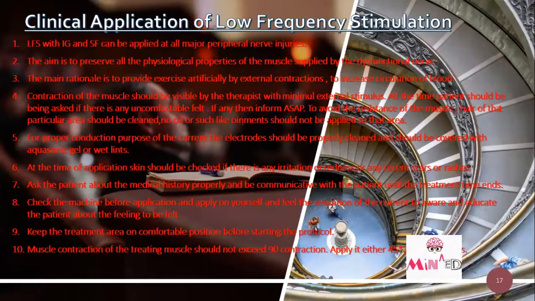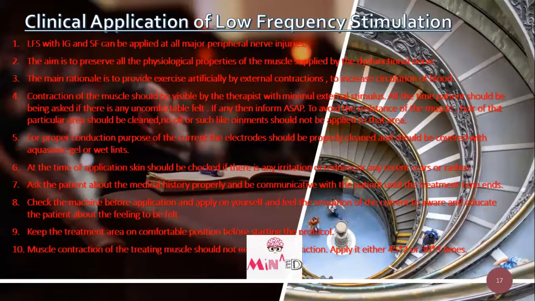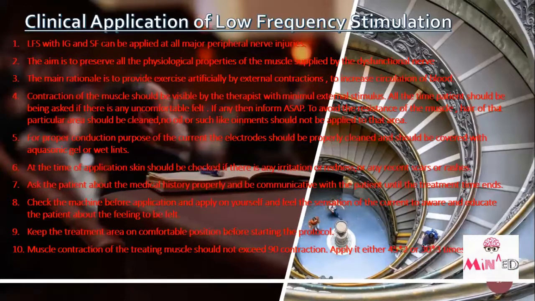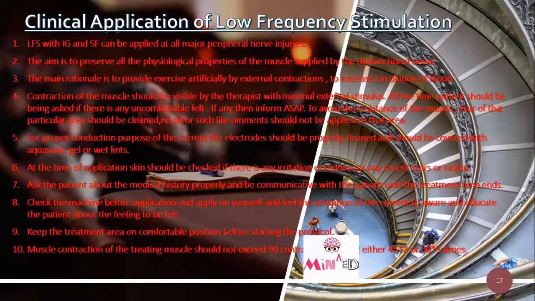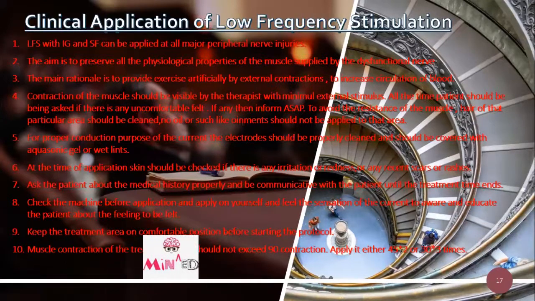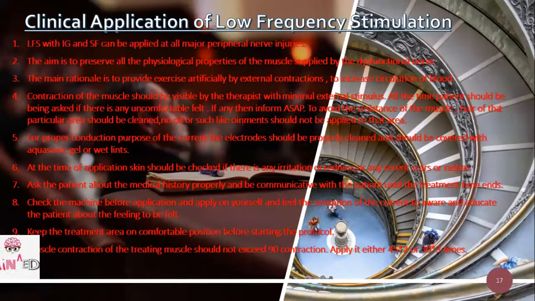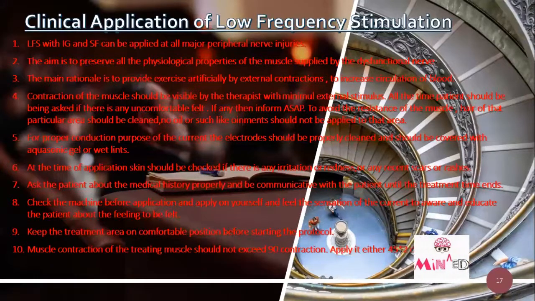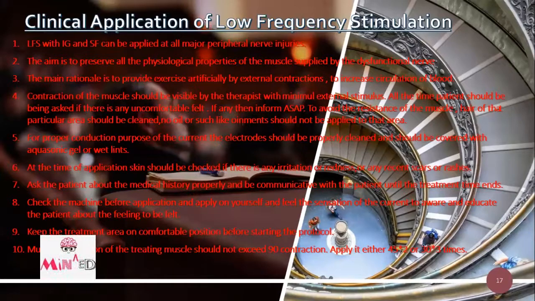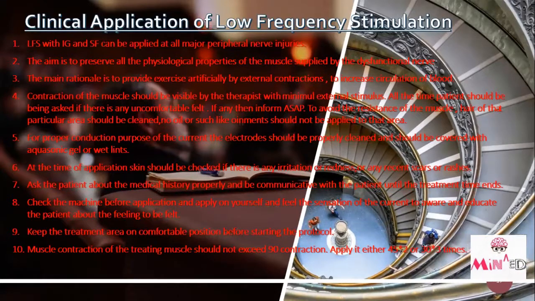The main rationale is to provide exercise artificially by external contraction to increase circulation of the blood. In case of any local surgery, immediately after the surgery or immediately after any injury or accident, the patient is unable to move his limb or muscle, so he or she is unable to exercise actively. So we have to artificially move the limb or muscle, and you can also apply passive movement. Also you can use IG current or SF current depending on the denervation, reinnervation, or partial innervation of the muscle.